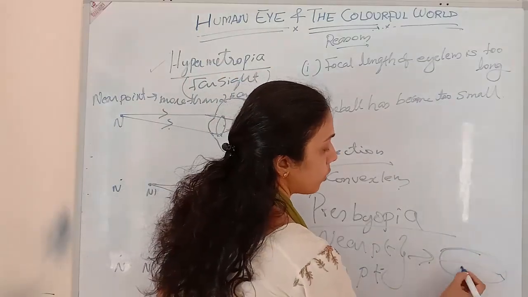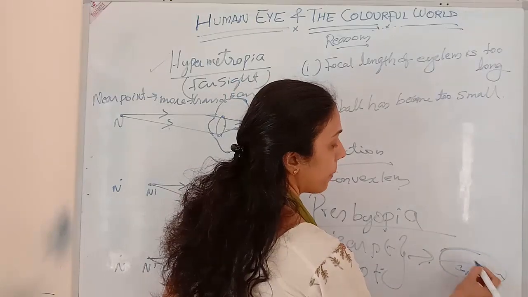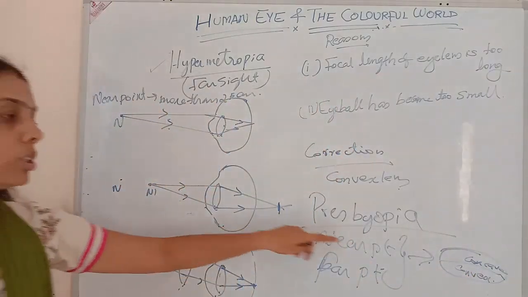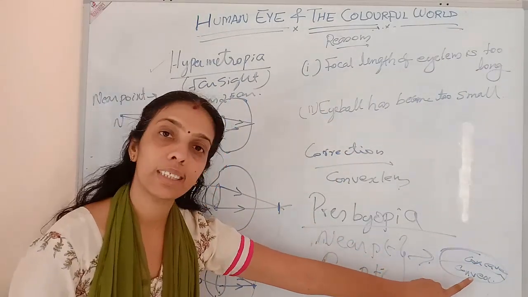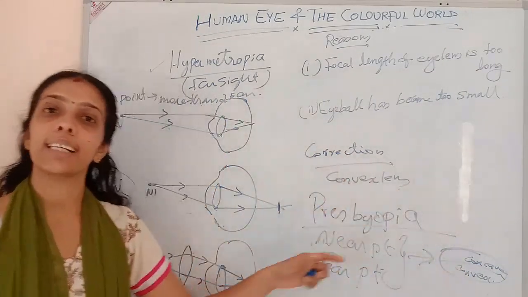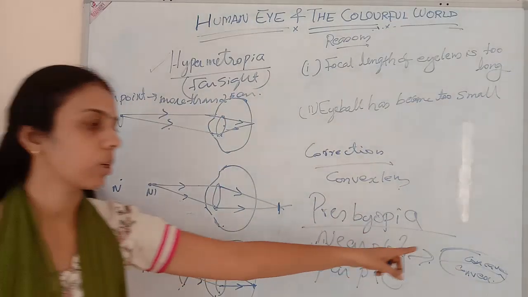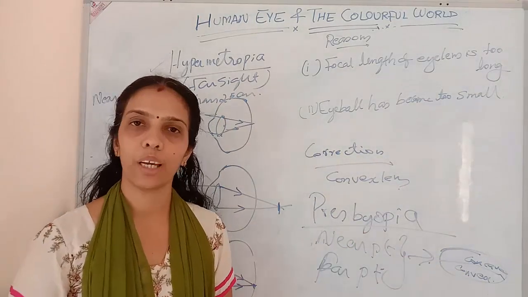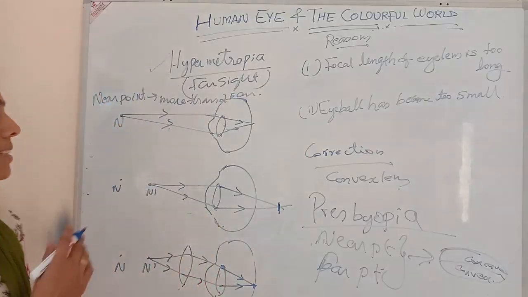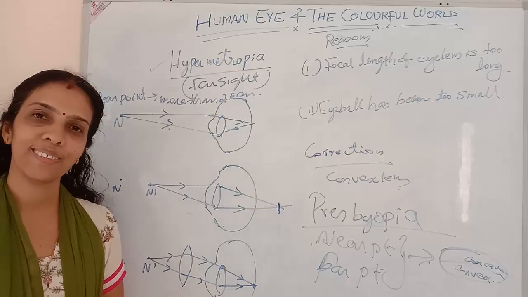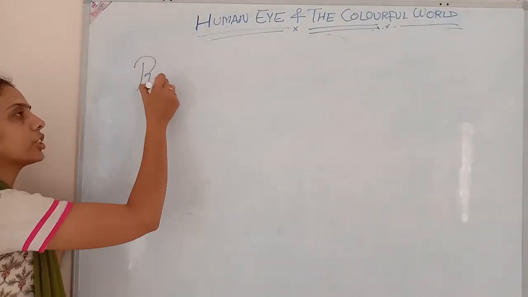The lower part will use a convex lens and the upper part a concave lens. Convex lenses are for hypermetropia and concave lenses for myopia. Okay, clear? So this is how we correct the eye defects. Clear for you? Next is refraction through a prism.